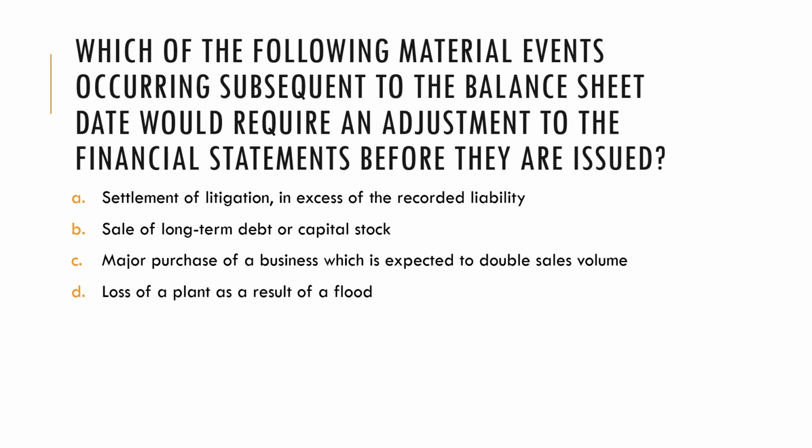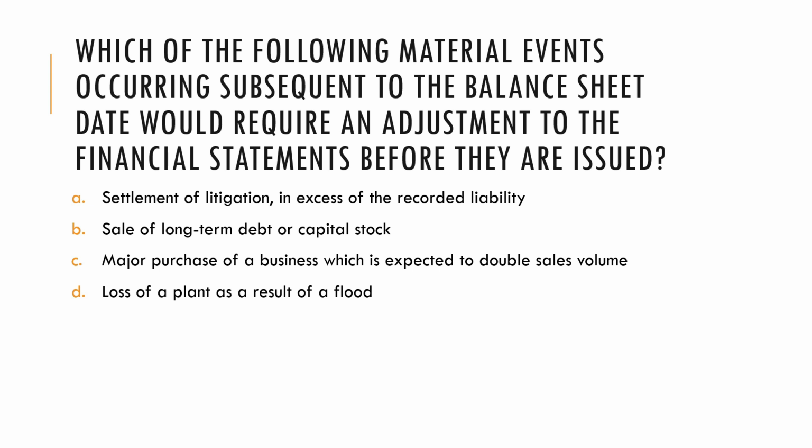Next, which of the following material events occurring subsequent to the balance sheet date would require an adjustment to the financial statements before they are issued? So in this number, we are being asked for a type 1 subsequent event. And remember, for a type 1 subsequent event, the condition that gave rise to the event must already exist on or before balance sheet date. So here are our choices. Letter A, settlement of litigation in excess of the recorded liability. Letter B, sale of a long-term debt or capital stock. Letter C, major purchase of a business which is expected to double sales volume. Or letter D, loss of a plant as a result of a flood.